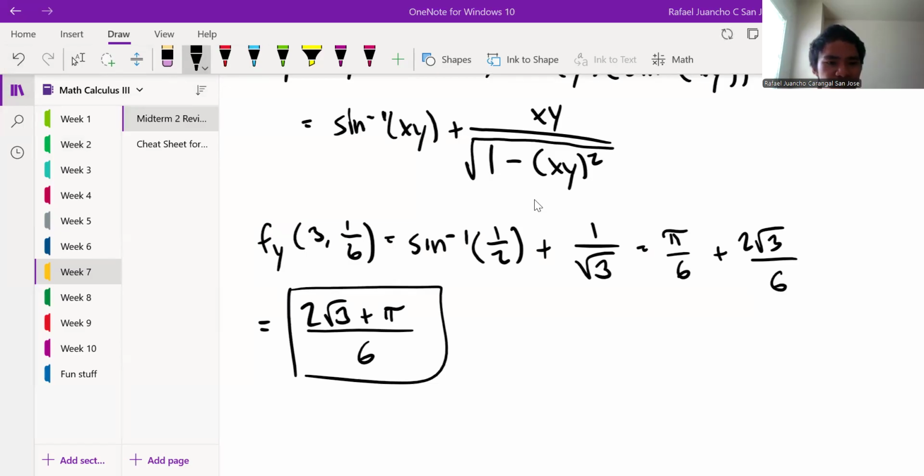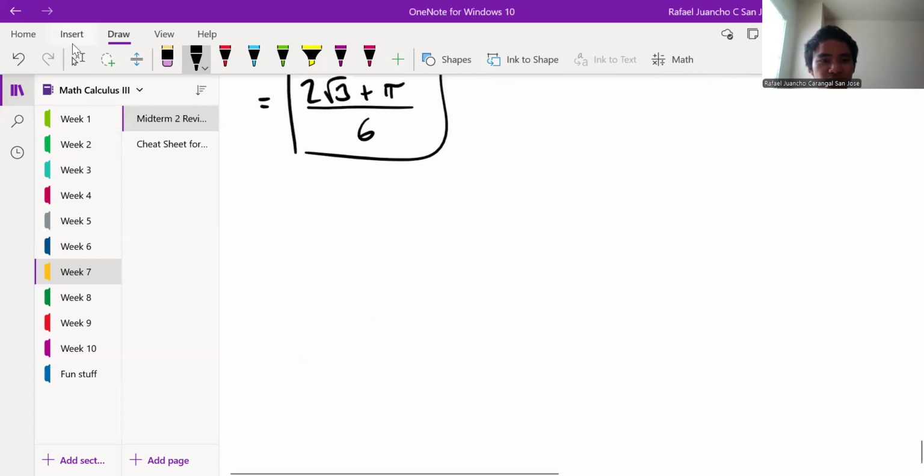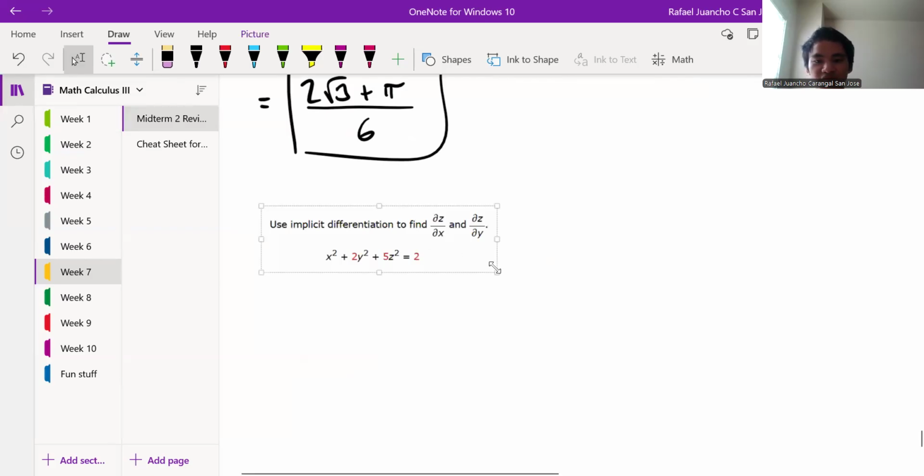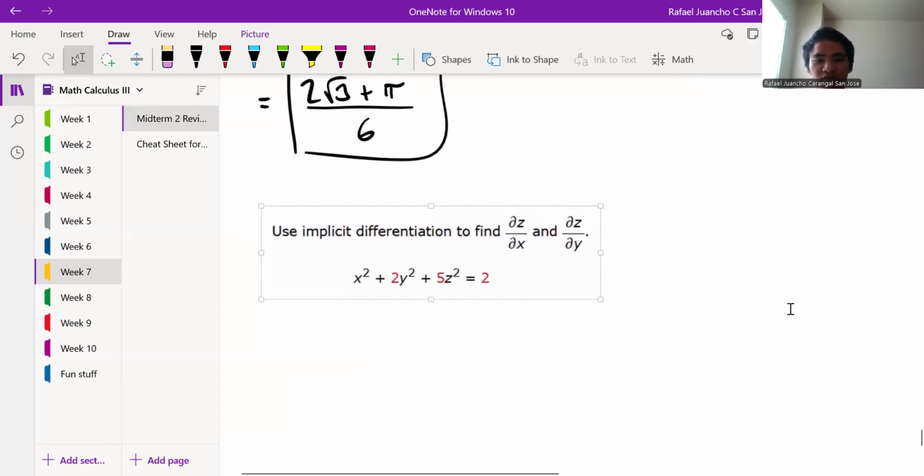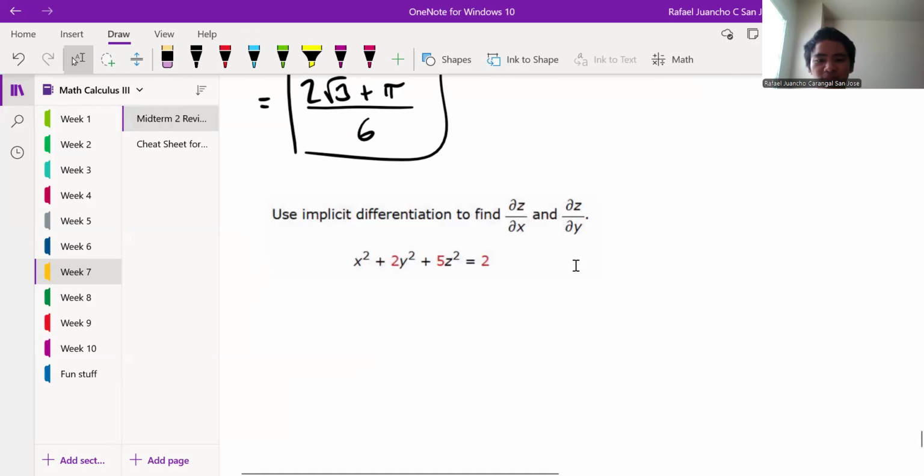Okay, let's do some implicit differentiation. This is what I'm going to focus on because I know this is going to be part of the test. And we're going to do it with respect to x and y for both. And it's implicit because we're not explicitly solving for z here, right? Because z is part of that thing.